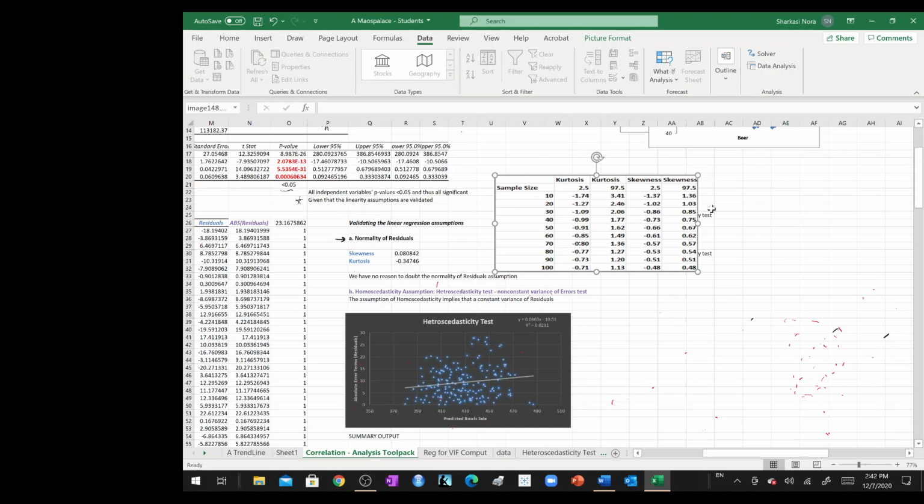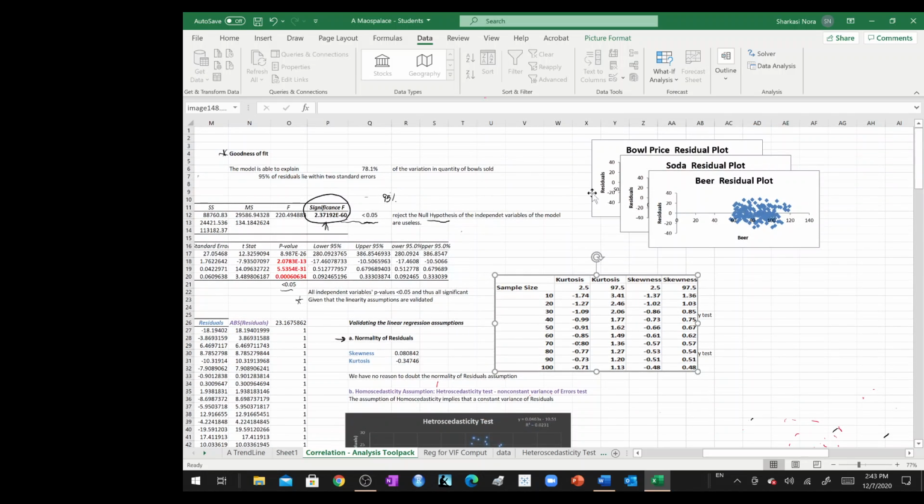So for a data set that is higher than 100 observations, so this is the sample size, higher than 100, these are the upper and lower bounds of kurtosis and the skewness. Over here we can find that the skewness value is within the range, as well as the kurtosis value. Then there is no reason for us to doubt the normality assumption of residuals.